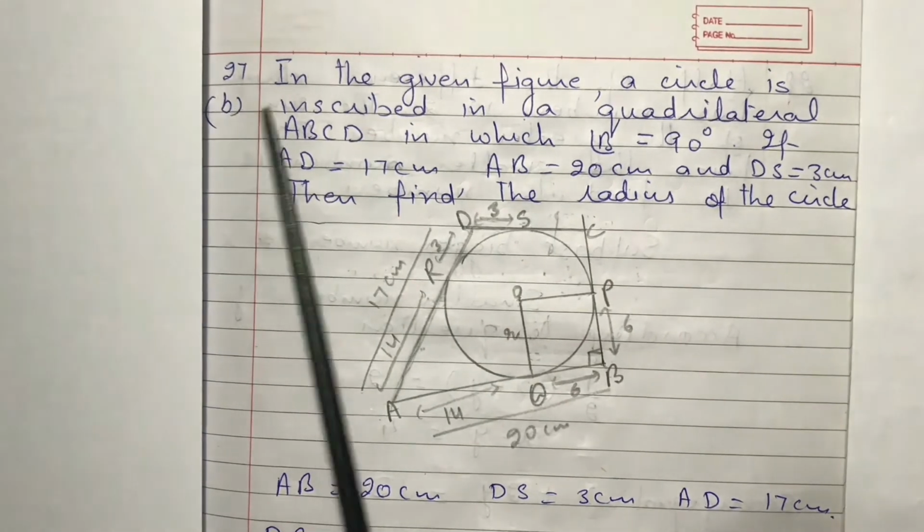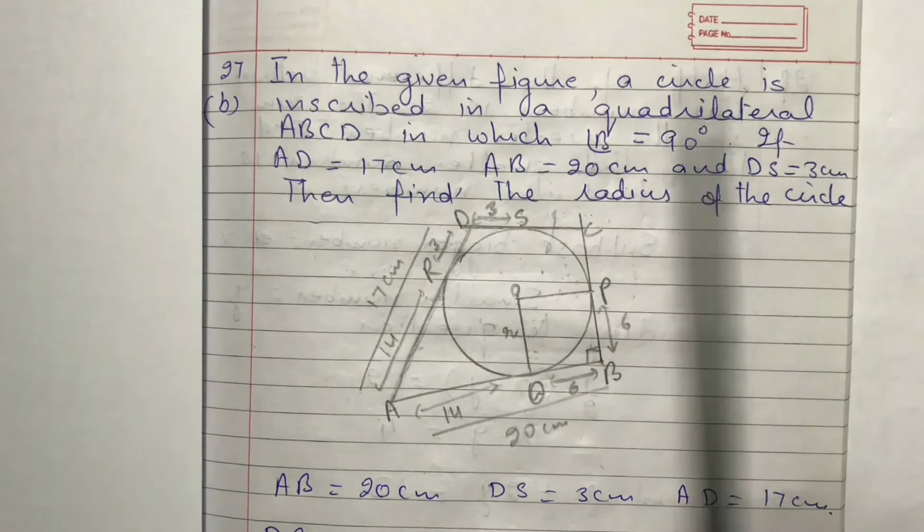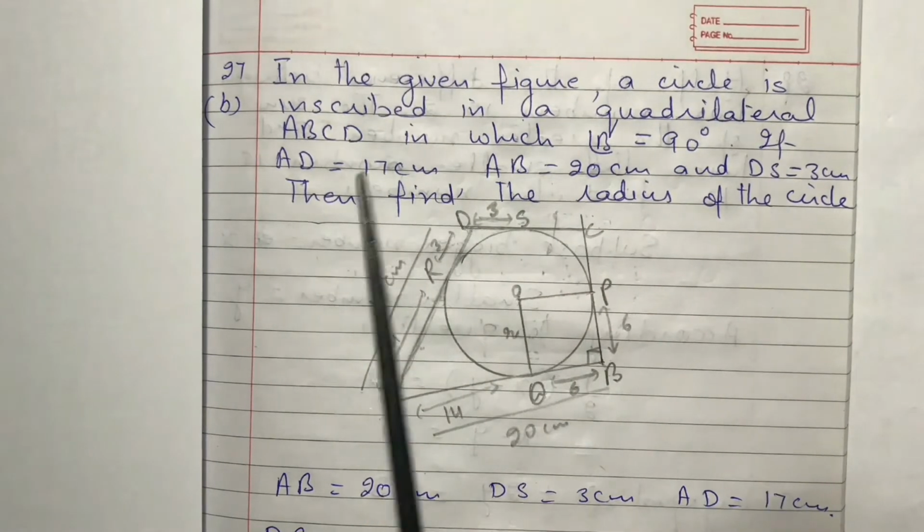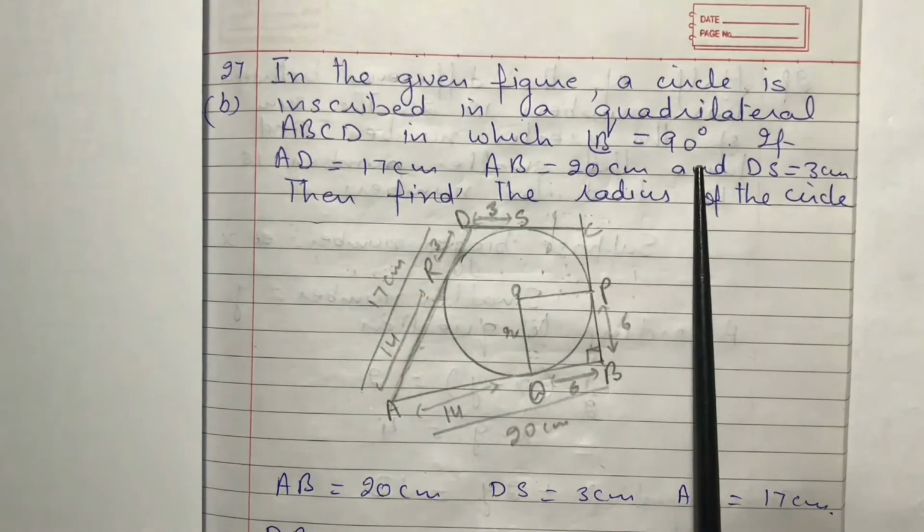Now 27th question. In the given figure, a circle is inscribed in the quadrilateral ABCD in which angle B is equal to 90 degree.